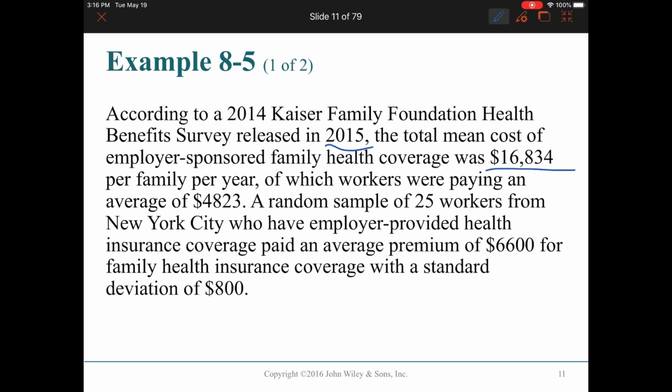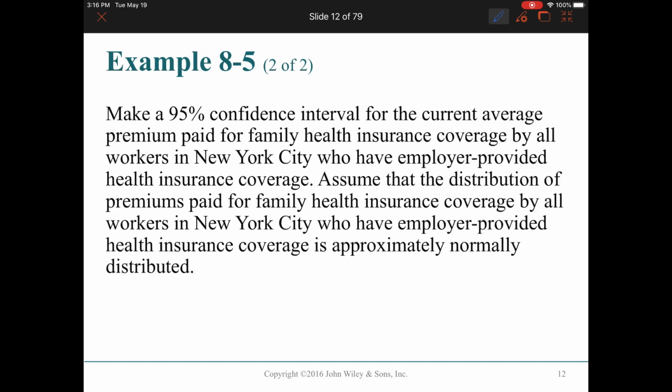According to a survey released about 5 years ago, the total mean cost of employer-sponsored family health coverage was around $16,800, of which workers were paying an average of $48.23. So, anyway, a random sample of 25 workers in New York City who have all of this paid an average premium of $6,600 for family health insurance coverage with a standard deviation of 800. So there's a lot of numbers here.